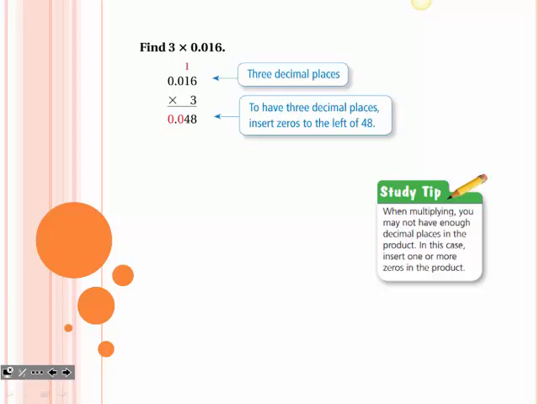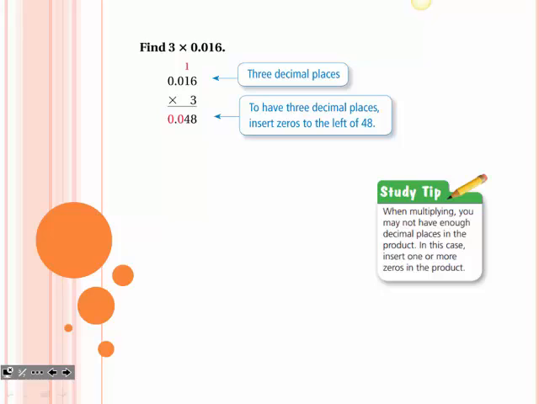All right, here we go. Let's do another one. Find 3 times 0.016. We're still going to line it up, and we're still going to multiply like normal. 6 times 3 is 18, carry the 1. 3 times 1 is 3, plus 1 is 4. 3 times 0, 0. 3 times 0, 0. Do not forget those zeros, okay?